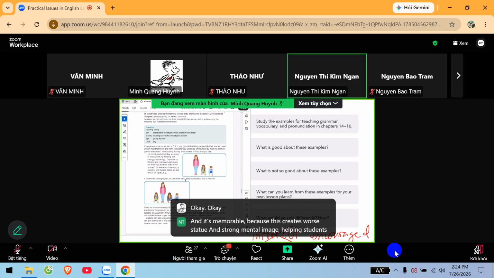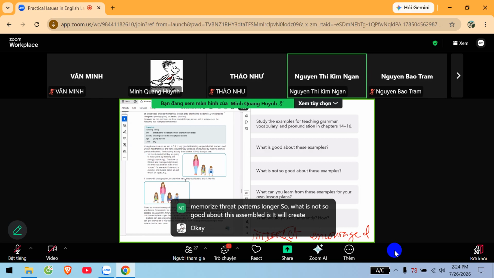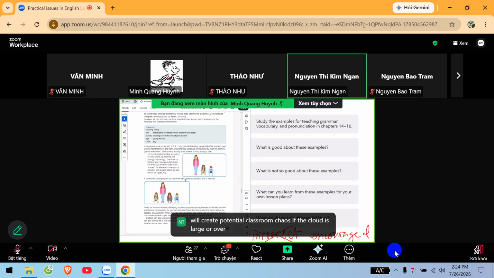So what is not so good about this example is that it will create potential classroom chaos. If the class is large or overly energetic, standing up or sitting down repeatedly might cause physical chaos or noise. Second is the space limitation. For a classroom with limited space, it will be difficult for teachers to apply this activity.